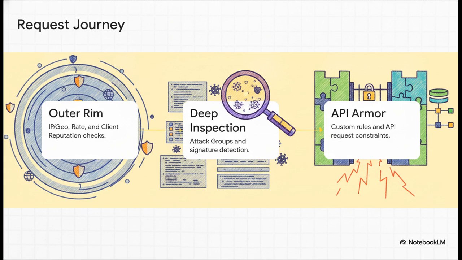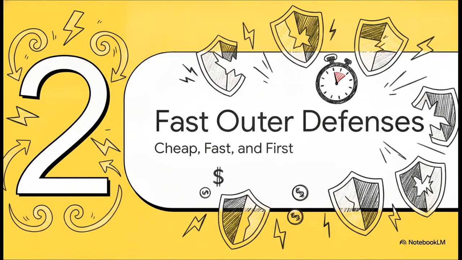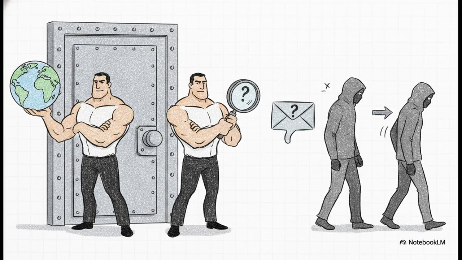This entire sequence is specifically designed to separate the malicious attacks from your legitimate traffic and to do it as efficiently as computationally possible. Let's look at the very first layer it hits, Section 2, the fast outer defenses. Cheap, fast, and first. Think of this layer as the bouncers at the door.